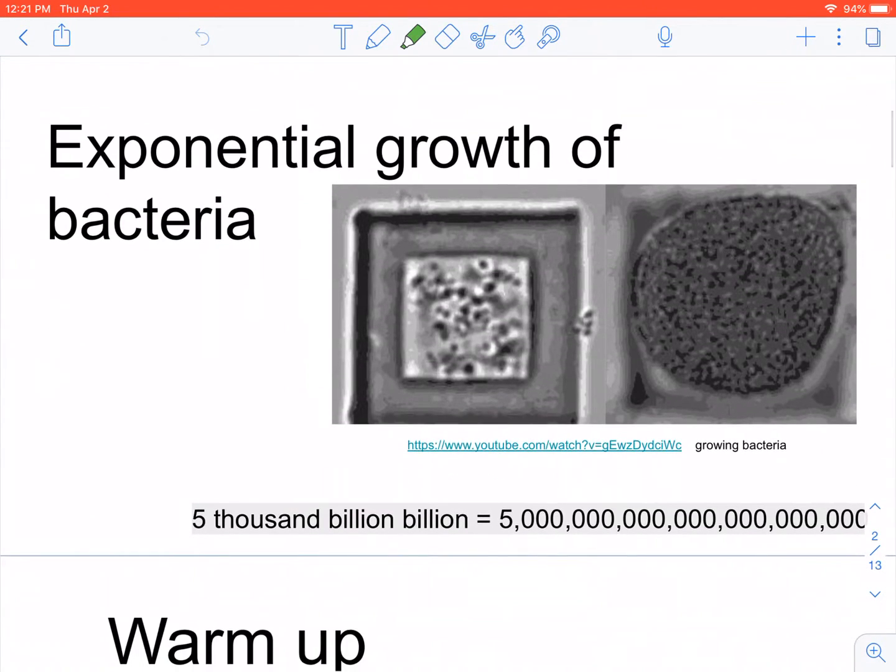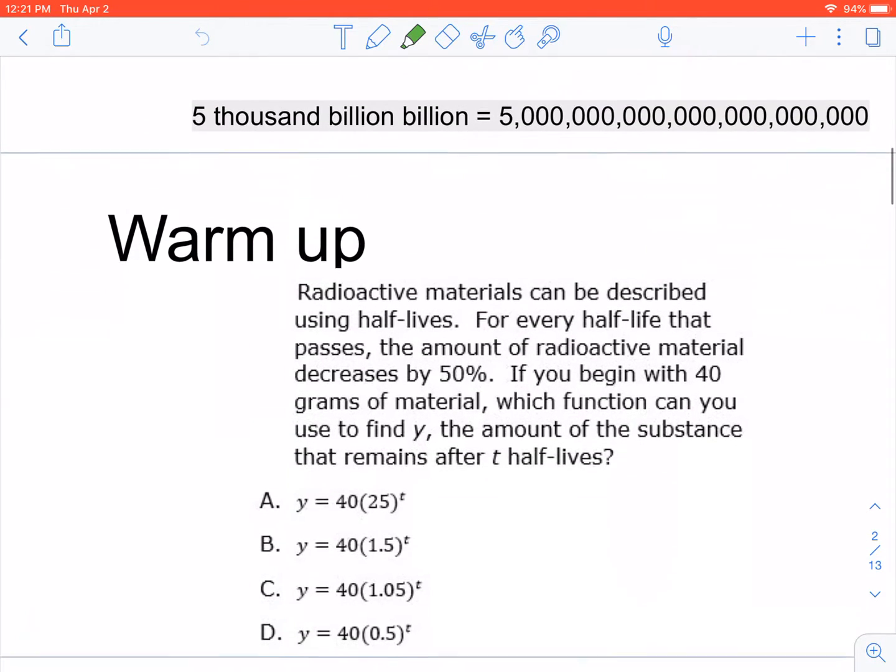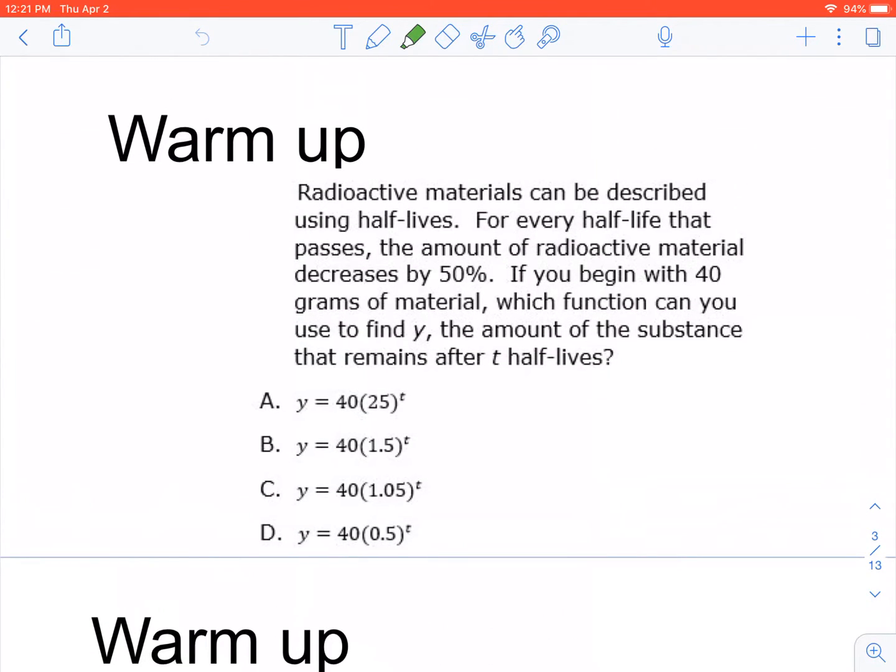All right, so another example of exponential growth is going to be bacteria. You start off with a 1, and it's going to reproduce. All right, this is not on your worksheet. So again, you can do this on a scratch sheet, or you could just use these answer choices provided. Radioactive materials can be described using half-lives. For every half-life that passes, the amount of radioactive material decreases by 50%. If you begin with 40 grams of material, which function can you use to find Y, the amount of the substance that remains after T half-lives?